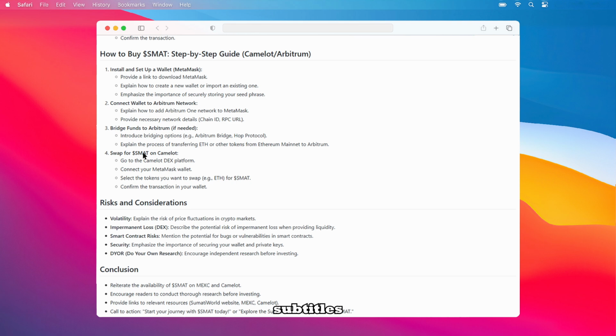In conclusion, remember that $SMAT is available on both MEXC and Camelot. Always conduct thorough research before investing in any cryptocurrency. You can find relevant resources like the SUMATIWORLD website, MEXC, and Camelot linked below. Start your journey with $SMAT today, or explore the SUMATIWORLD ecosystem with $SMAT.